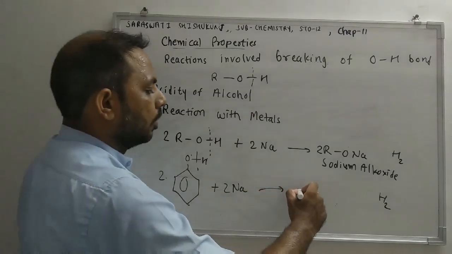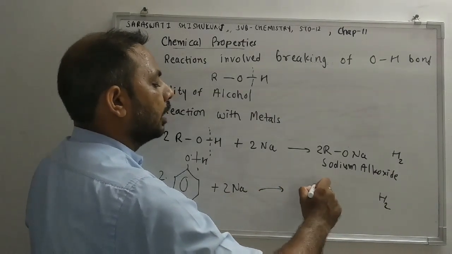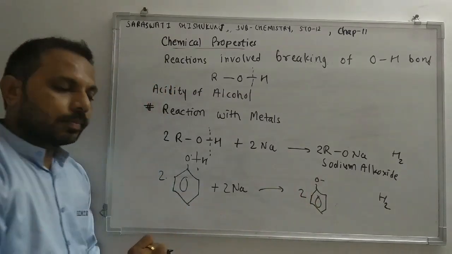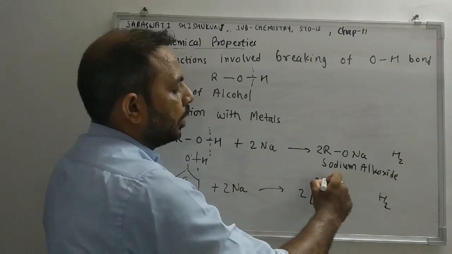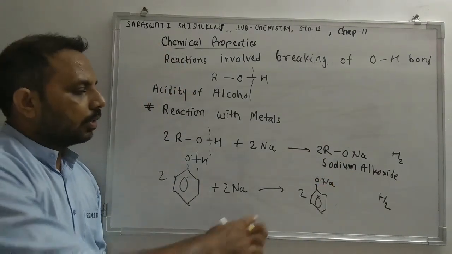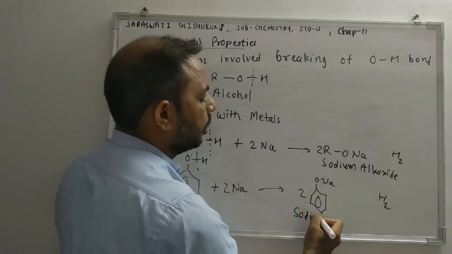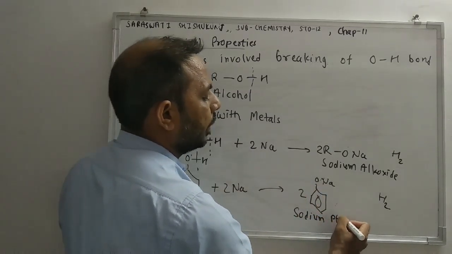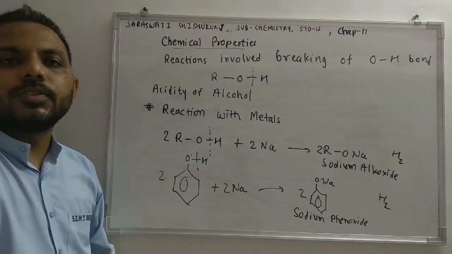Now what is left? So we have got phenoxide. So this is phenoxide. Phenoxide can react with sodium because sodium has got positive charge. So it will form sodium phenoxide. So this is sodium phenoxide. So sodium phenoxide is formed. Okay.